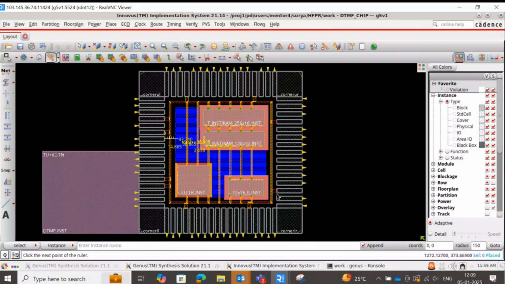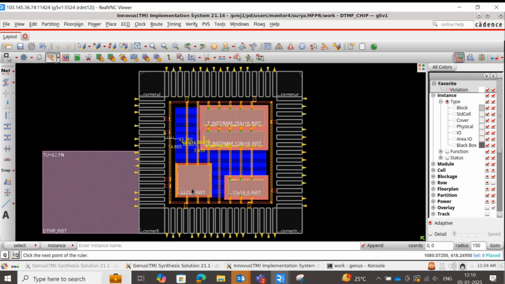In the floor plan stage, we are placing all the IO pads and then macros as well inside, and in the placement stage, we are getting the standard cells to be placed in the gaps wherever the macros are not placed. And this PG mesh is done in between the floor plan and placement. This is where we do the PG mesh.